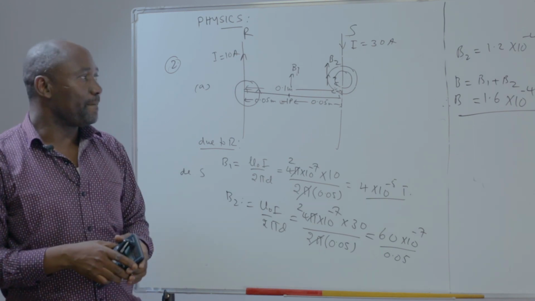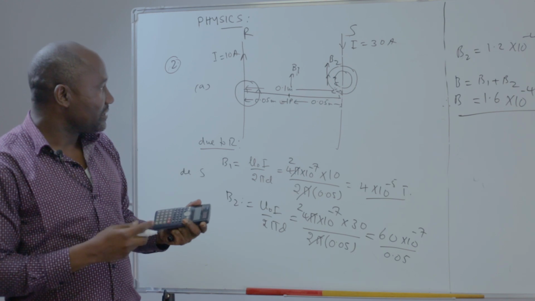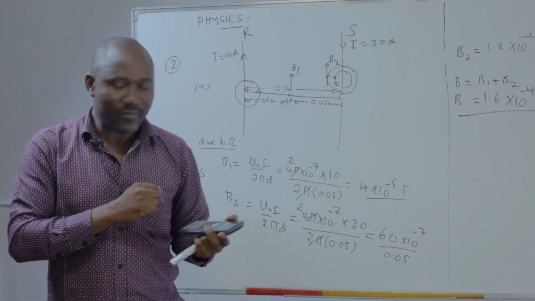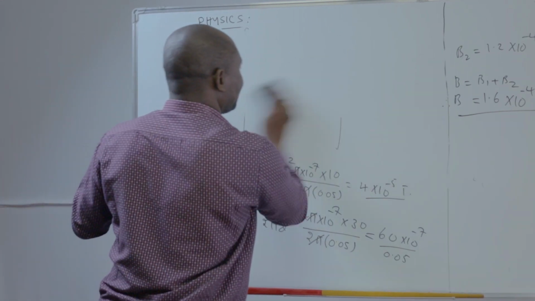That's part A. Part B, you are looking for where P is 0.05 from R. Let's find where is that P.